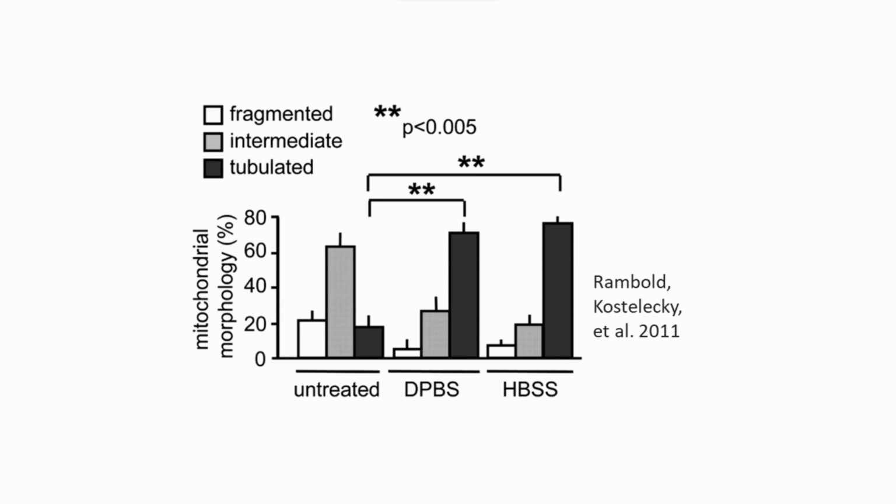And when you don't have nutrients provided to the cell, what they are seeing is that, so tubulated is the dark blackish, the dark gray bar. From untreated to a nutrient starvation condition, there's an increase in the tubulated mitochondria, and there's a subsequent decrease in intermediate and fragmented mitochondria. So I just brought one example to highlight that this is actually happening in cells, and people have shown it happens in other model systems as well, not just cells.